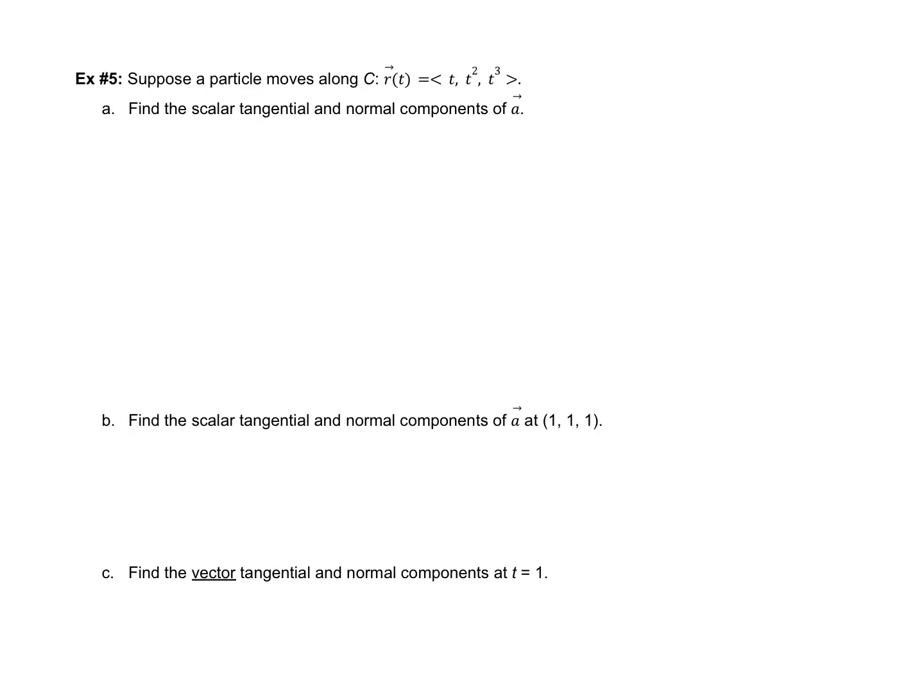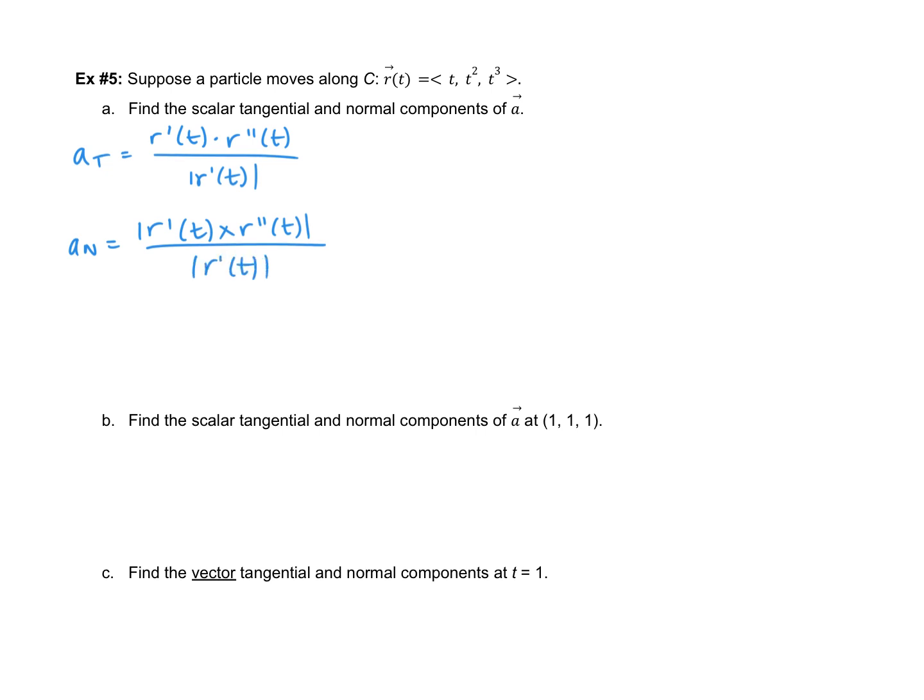Example number 5. Suppose a particle moves along the path C given by that vector-valued function. In A, find the scalar tangential and normal components of A. So the scalar tangential is going to be r prime dotted with r double prime over the magnitude of r prime. And then the scalar normal is going to be the magnitude of r prime crossed with r double prime over the magnitude of r prime. So either way, we're going to need the first and second derivatives of r.